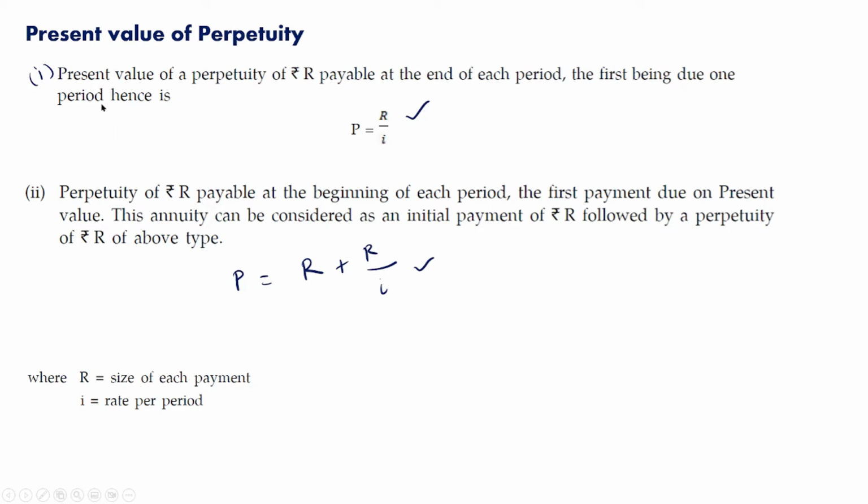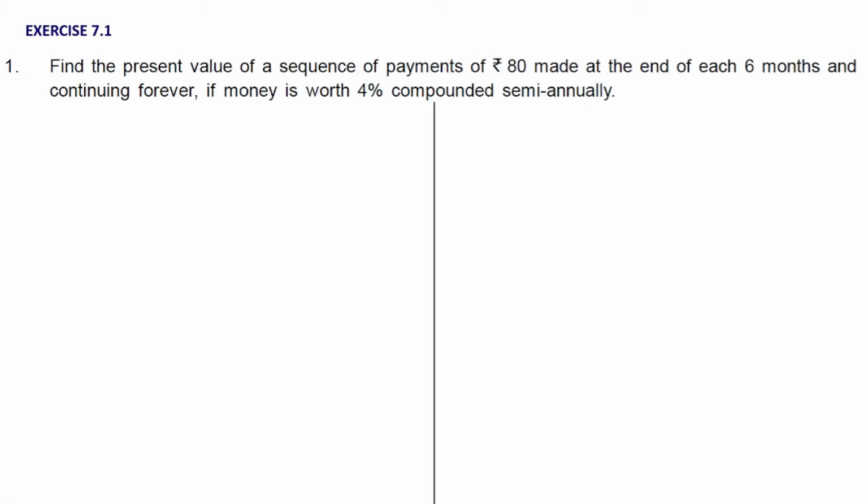As far as the problems on present value of perpetuity are concerned, we can expect them for just 2 marks. Now we'll see the questions from exercise 7.1. Find the present value of a sequence of payments of rupees 80 made at the end of each 6 months and continuing forever if money is worth 4% compounded semi-annually. So here we have the words continuing forever. It means we have to find the present value of perpetuity of this rupees 80 if money is worth 4% compounded semi-annually.